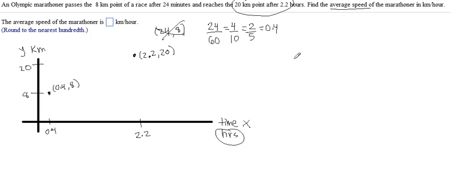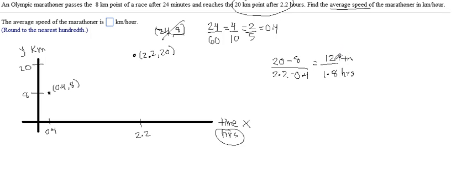So the slope formula says we subtract the y-coordinates on top of the fraction. 20 minus 8 goes on top of the fraction, and the x-coordinates on bottom of the fraction, 2.2 minus 0.4. So from that we are going to get 12 on top and 1.8 on bottom. Now that is 12 kilometers every 1.8 hours.